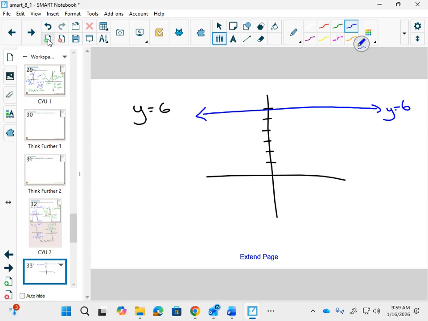Y equals 6 is a horizontal line. And the reason for that is, I'm going to plot some random point on that graph. And I ask you, on y equals 6, if x is 7, what's y? And you're like, well, y is equal to 6. Good! If x is 3, what's y? Well, y is still 6. Y is always 6. It doesn't matter what x is, and that makes a horizontal line. In the same way, x equals graphs are always vertical lines.